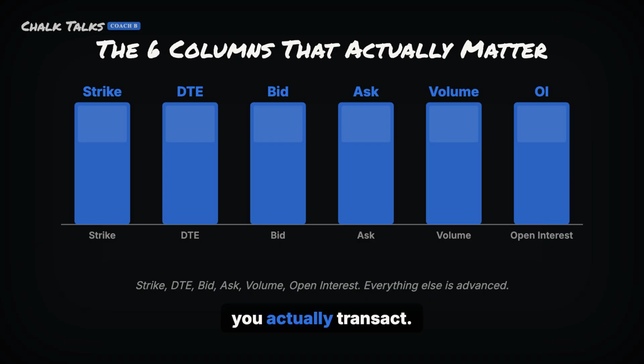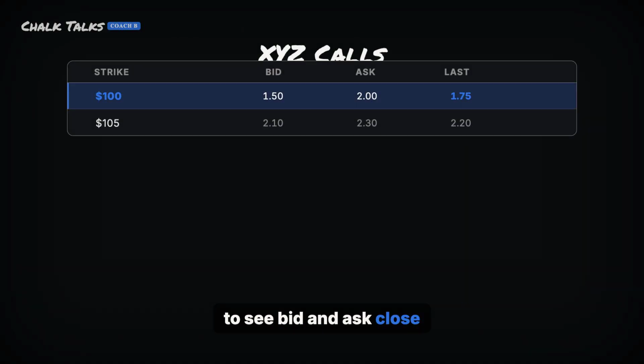Number 3 and 4, bid and ask. This is where you actually transact. The bid is what buyers are paying. The ask is what sellers are asking. And here's the thing people miss. The spread between those two numbers is a real cost. If the bid is $1.50 and the ask is $2, that 50-cent gap, that's money you're paying just to get in. Wide spread equals a less liquid contract. You want to see bid and ask close together.